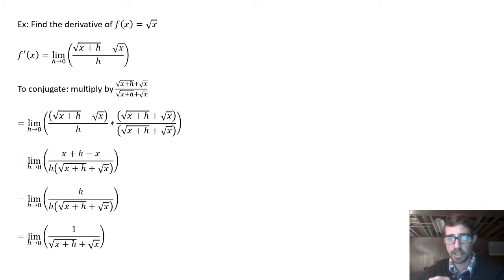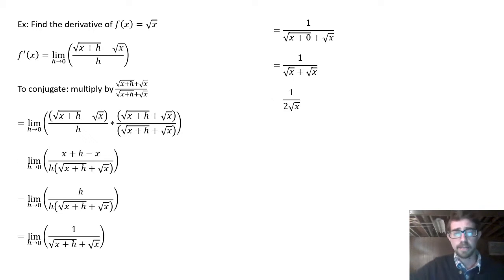Now, if you look at it, you can just say, okay, if I punch in 0 for h, I have solved the problem. So it's just 1 over the square root of x plus 0 plus the square root of x. All right, so that's the limit. That turns into that. And then the square root of x plus the square root of x is the same thing as 2 times the square root of x. It's just like a plus a is 2a. Okay, so there you have it. A new derivative: 1 over 2 times the square root of x.